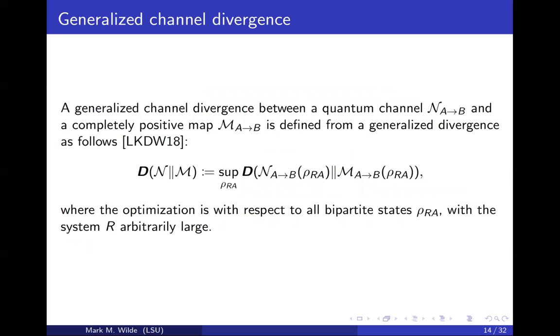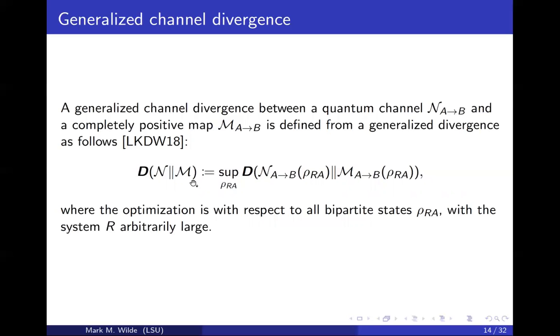Okay, then from the generalized divergence for states, we can define what's called generalized channel divergence. This is a concept that my co-authors and I introduced in this paper, but it's really a generalization of the well-known concept of diamond distance in quantum information. So we're just replacing the trace norm with the generalized divergence.